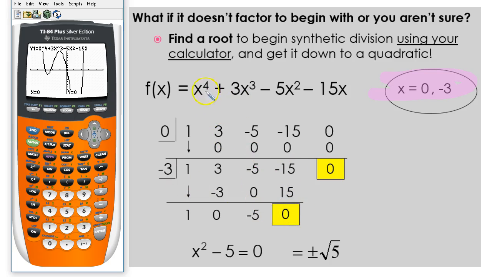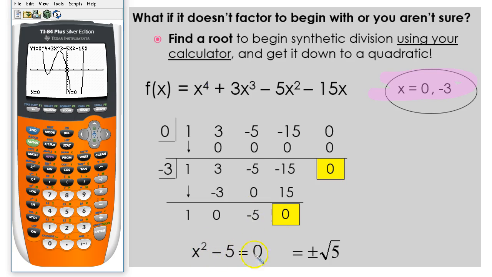Now, if you start with a 4th degree and you do synthetic division 2 times, your result is going to be a quadratic because each time you do synthetic division, the degree goes down by 1. So we went from a 4th degree to a 3rd degree to a quadratic, a 2nd degree. And this one's going to be x squared plus 0x minus 5, which simplifies to be x squared minus 5.